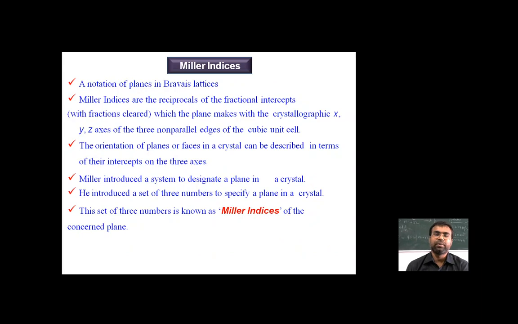Now we are moving toward the Miller indices. What are the Miller indices, how do they work? They are a notation of the planes in the Bravais lattice, and the Miller indices are the reciprocals of the fractional intercepts which the plane makes with the crystallographic x, y, z axes of the three non-coplanar edges of the cubic unit cell. So the orientation of a plane or face in a crystal can be described in terms of its intercepts on the three axes. So Miller introduced a system to designate a plane in a crystal, a set of three numbers for a specific plane, and that is known as the Miller indices.